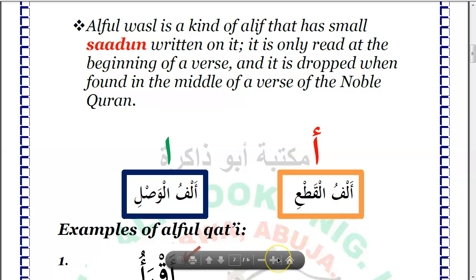Alif al-qati is read wherever it is found in the Noble Quran, whether you find it at the beginning of a word, in the center of a word, or at the end of a word. Wherever it is found, it must be read. And that is not the case of alif al-wasl, which means joint alif.